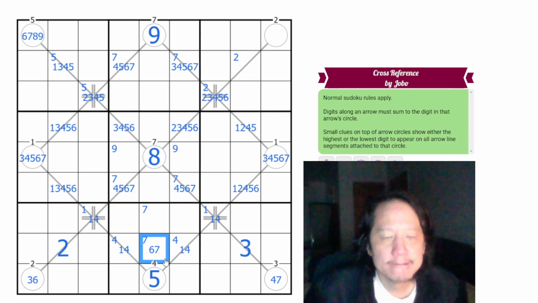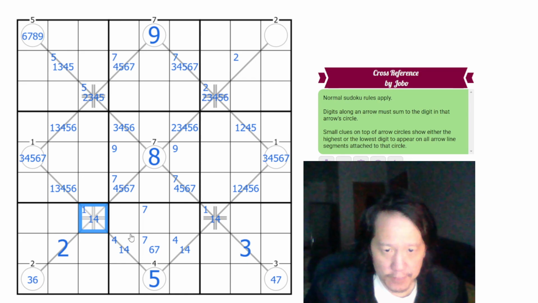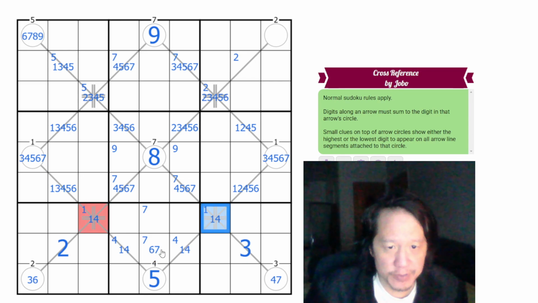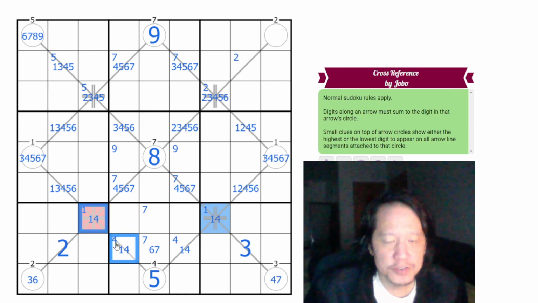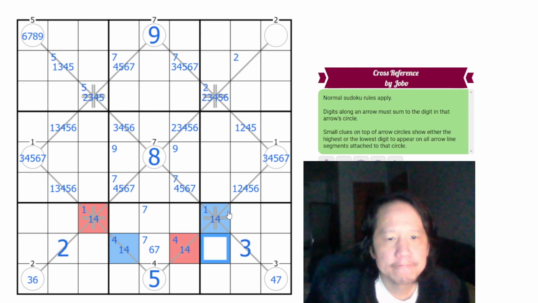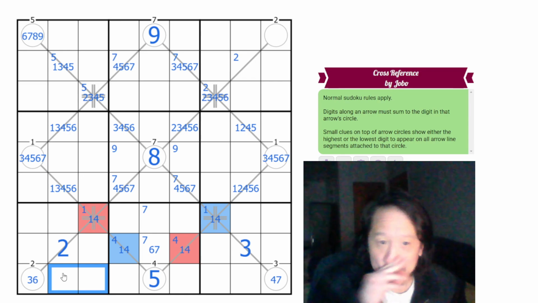Let's see. So whatever this cell is, let's make it red. And this cell must be the opposite. These two cells must add up to 5. So this cannot be 1 and 1. It cannot be the same cell. So this can't be red. This has to be blue, and this has to be red. I'm not sure what that tells us. Red then has to be one of those 3 cells. Blue has to be one of those 2 cells.